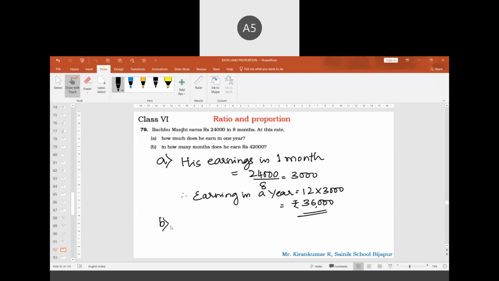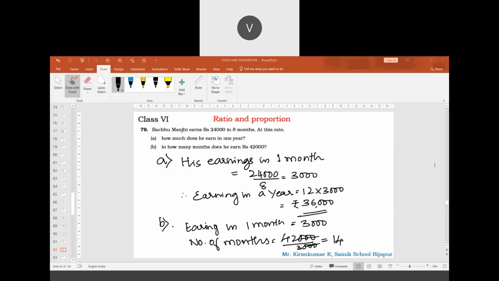14 months, sir. Absolutely correct. How many months? How do we find how many months does he earn? How to find that? 42,000 by 3,000. Sir, earning 3,000 is 1 month. 1 month 42,000 divided by 3,000. Number of months will be equal to 42,000 divided by 3,000. Zeros cancel and it is 14. 14 months, he earns 42,000.